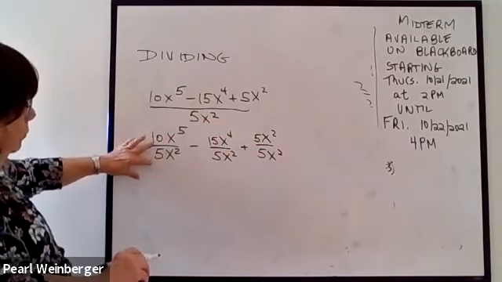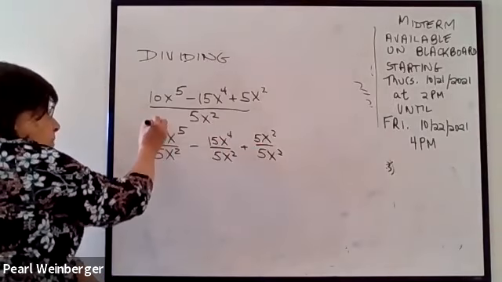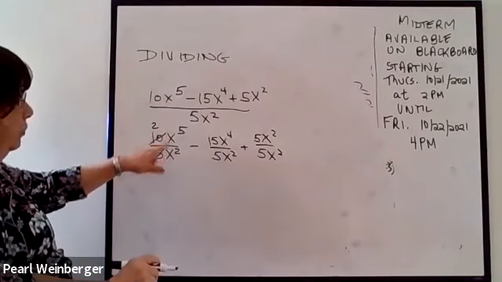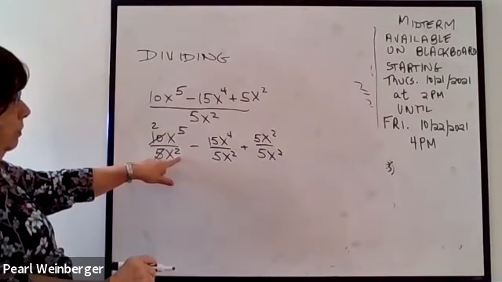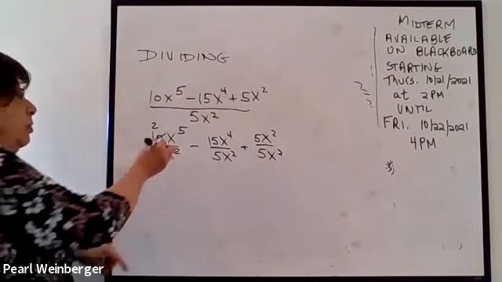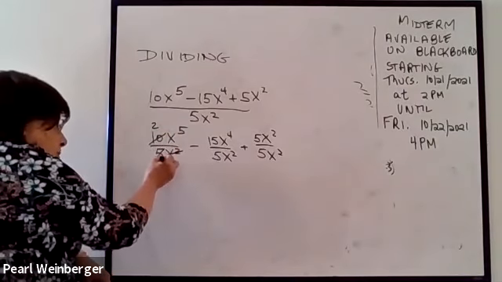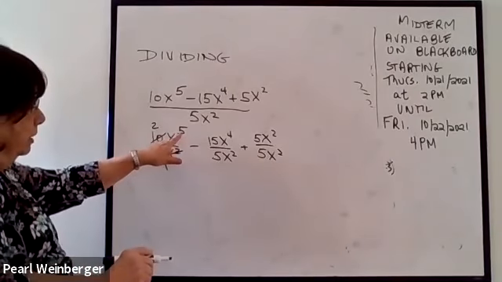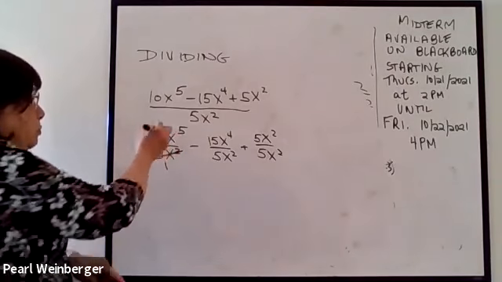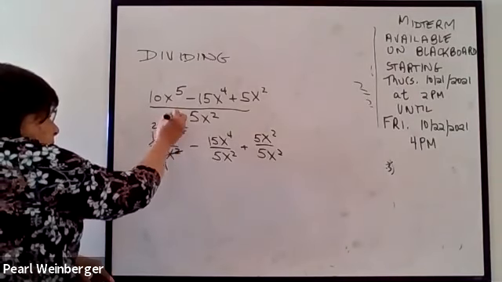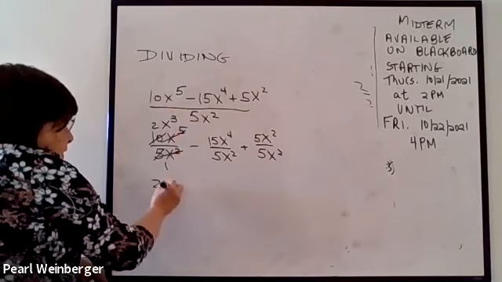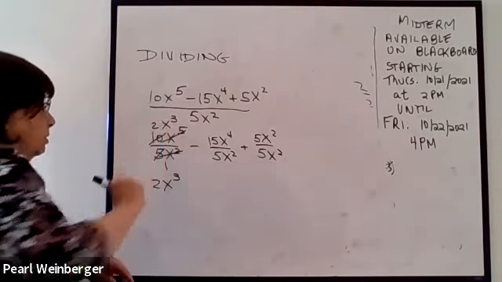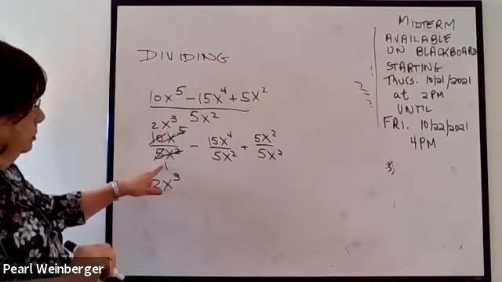So with a 10 over the 5, I can cancel that out. This will give me a 2, this will give me a 1. The x fifth divided by the x squared. Remember, we cancel out the lower exponent, which in this case is x squared, so I better put a 1 over here. And I subtract it from the higher exponent. So 5 minus 2 is 3. So that gives me 2x to the third as my first term. Notice it's over 1.